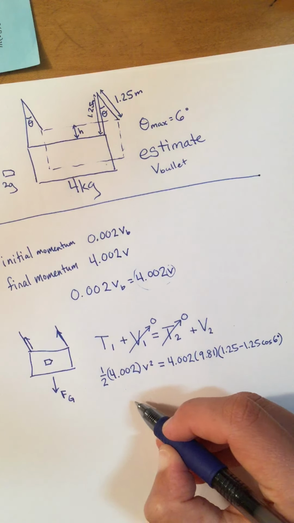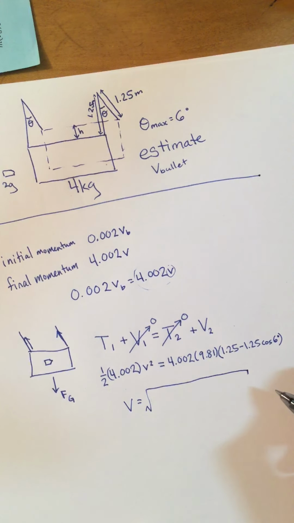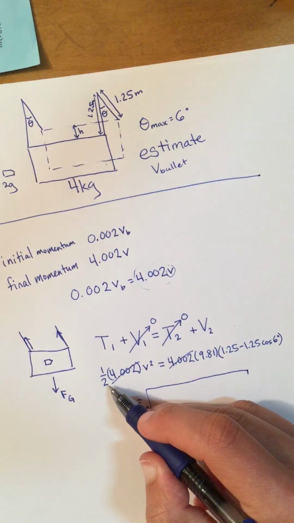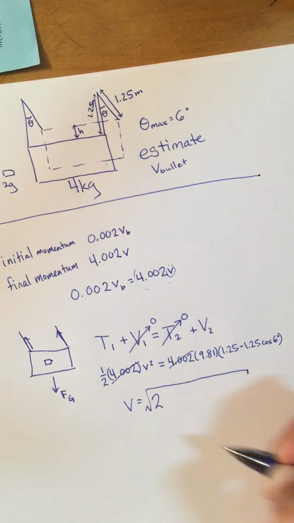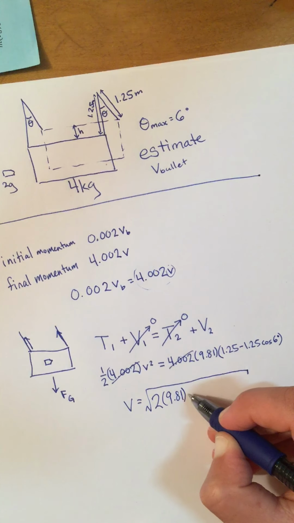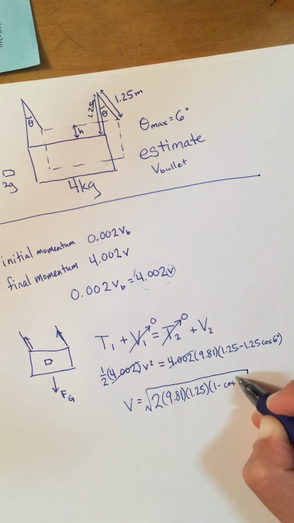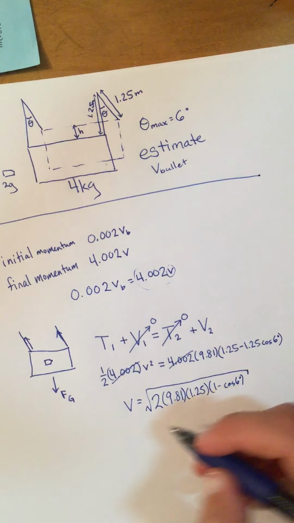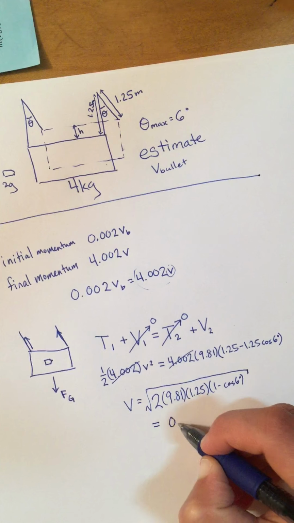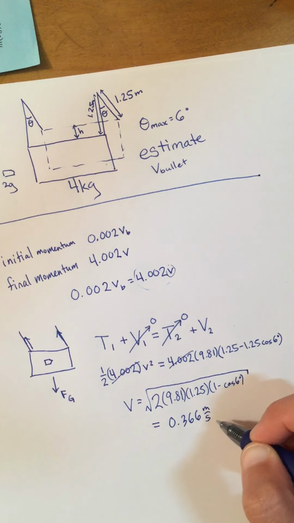Then we can solve for the velocity, which I'm going to do very quickly, but you can check this on your own. You have the 4.002 on both sides, so that cancels out. You have the 1/2, which you have to bring over to the other side, so that would be a 2. And then you have 9.81. You can pull the 1.25 outside, and you have 1 minus cosine of 6 degrees. And that gives you 0.366 meters per second. But this is not what we were looking for.